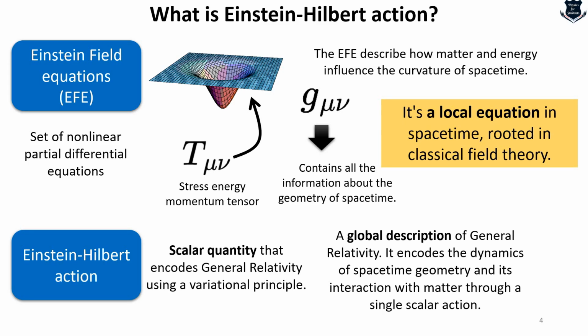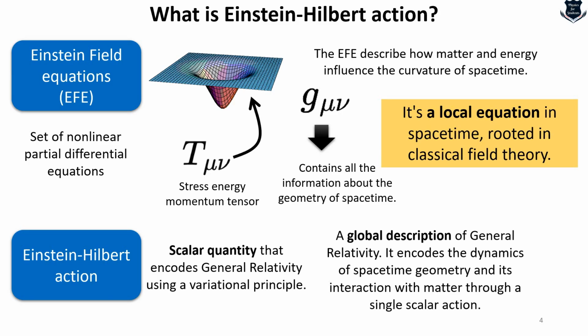So from here we can say that the action approach connects general relativity to the broader framework of theoretical physics, including, for example, Maxwell's equations and quantum field theory, as a whole, where dynamics are also derived from actions. On the other hand, if you see the Einstein field equation, it is very much local. That is why we need a local mathematics, which is differential geometry.